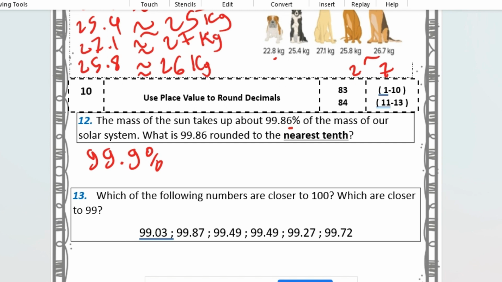And now, which of the following numbers are closer to 100? Which are closer to 99? So basically, it's the nearest whole number. Which one rounds up to 100? Which one rounds to 99? So this rounds to 99. This to 100, because when you look at the first number, 8 is bigger than 5. So you will add 1 here, this will be 100. Similarly, this will be 99. And this will be 99. This also will be 99. And finally this will be 100.